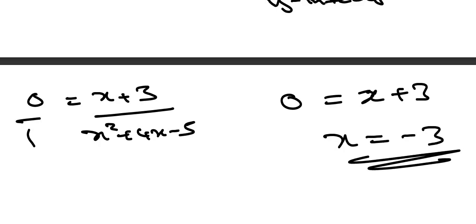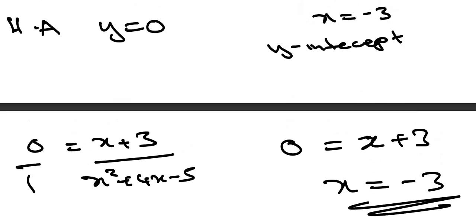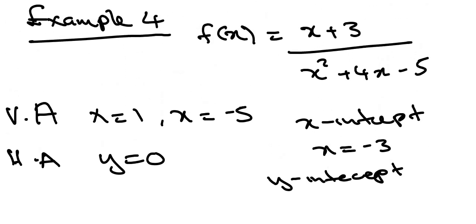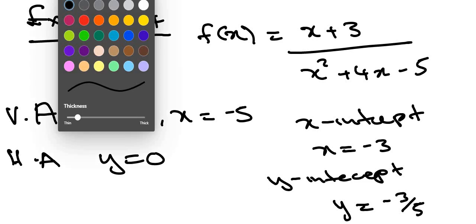So we get this. This is our x-intercept. Then for the y-intercept, wherever there's x, we put a 0. So if you put a 0 there, you'll just get y is equal to negative 3 over 5, right? Yeah, sure, it's okay?